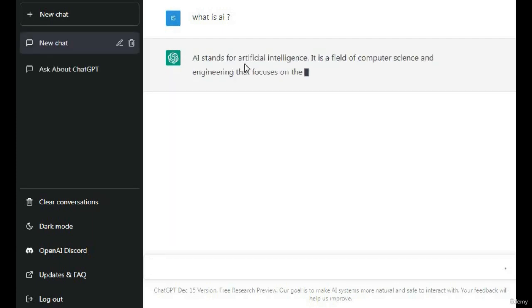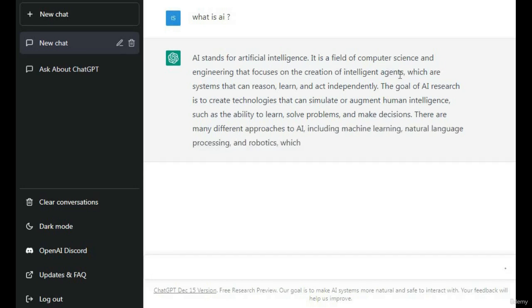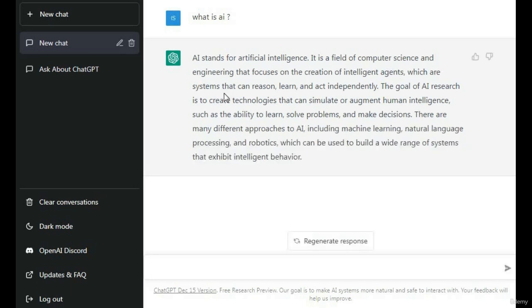AI stands for Artificial Intelligence. It's a field of computer science and engineering that focuses on the creation of intelligent agents, which are systems that can reason, learn, and act independently. The goal of AI research is to create technologies that can simulate human intelligence, such as the ability to learn, solve problems, and make decisions.